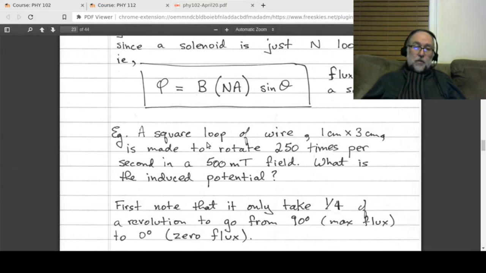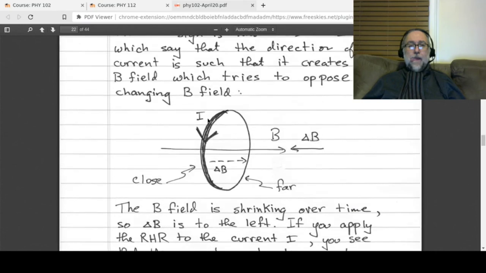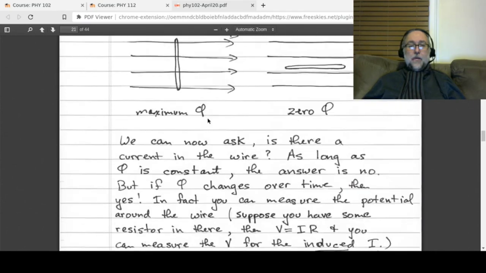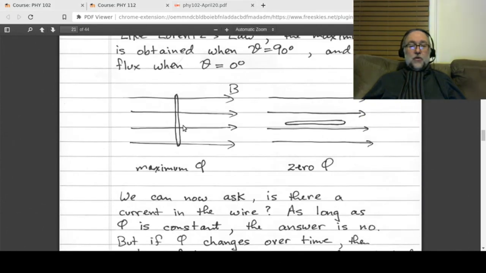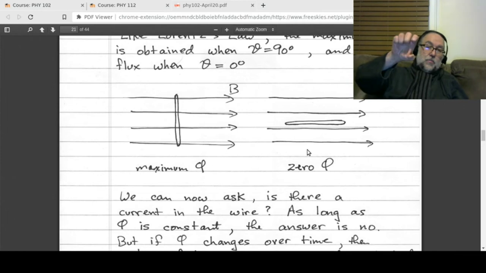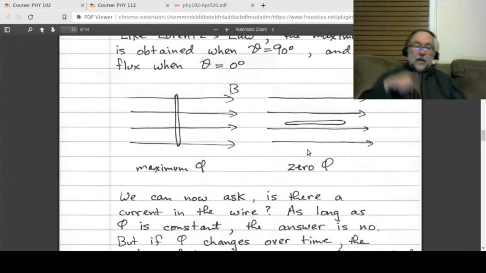And so you have to think about this. We've got two different orientations here. Where's my picture? Here are the two orientations. The loop at one instant in time is going to be like this. And then the loop at another instant in time is going to be like that. Because you have to think, here's my loop, and it's rotating like that. It's continuously rotating in there. And so at one point it's going to be at 90 degrees, then it's going to be at 0, and then it's going to be at 90 again, and then it's going to be at 0.